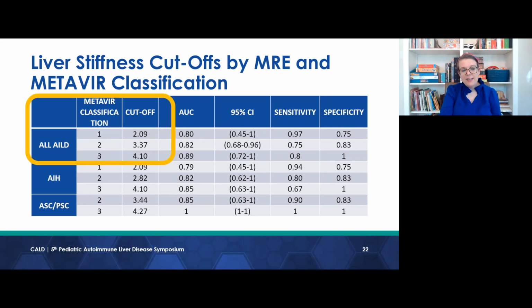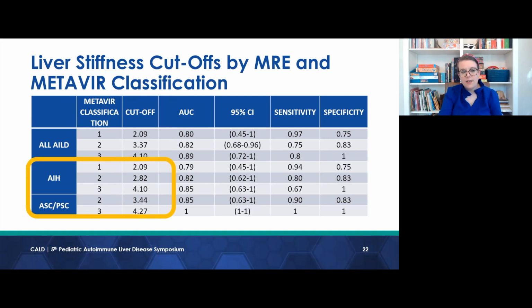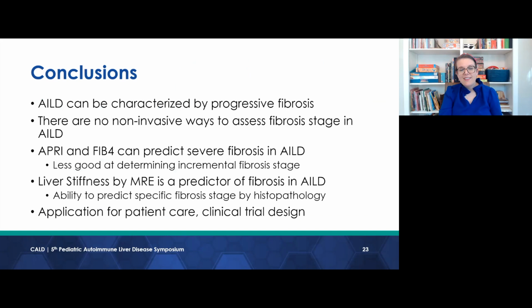And you can see here that for all kids with autoimmune liver disease, you can identify cutoff scores for Medivir classifications of 1, of 2, as well as 3 and higher. And you can do this for autoimmune hepatitis and autoimmune sclerosing cholangitis, PSC, as well. So what does all of that mean, and what conclusions can we take away from this?